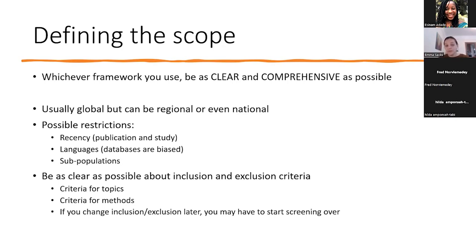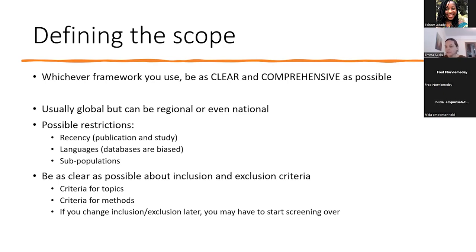But sometimes you'll do a very broad search, right? If you look for everything in the world around a certain medication, you could get hundreds of thousands or millions of hits. So even from the very beginning, you might think about whether there are some restrictions that make sense. A common one is recency, so only looking at papers published in the last 5, 10, 20 years, whatever it is, and thinking about the justification for why you would use a certain cutoff.